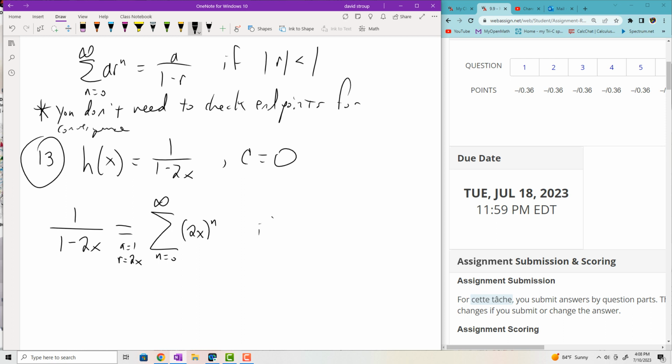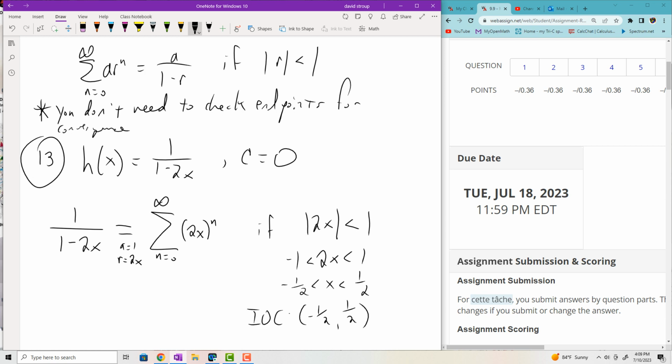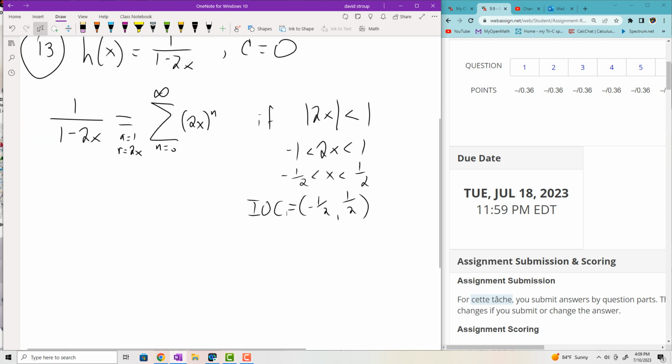And then this thing will converge if the absolute value of 2x is less than 1, and then we can expand that to get the interval of convergence. So 2x is less than 1 and greater than negative 1, divided by 2. It's going to go from negative 1/2 to 1/2 for your IOC.